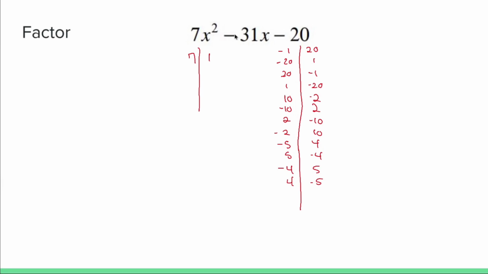So maybe we take a guess. We take a stab and we try one. I don't know if that's going to work. In fact, I'm pretty sure it won't. But what we do is we say, all right, 1 times 10 is 10. 7 times negative 2 is negative 14. That's not even close to adding up to negative 31. So a bad job by me.